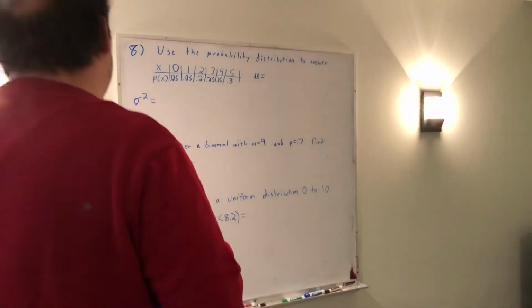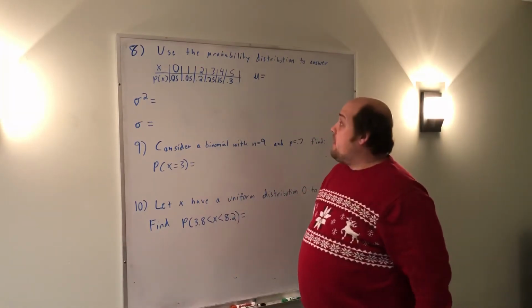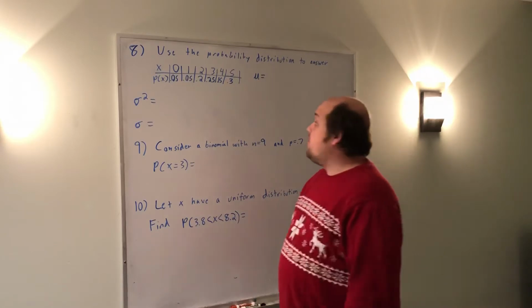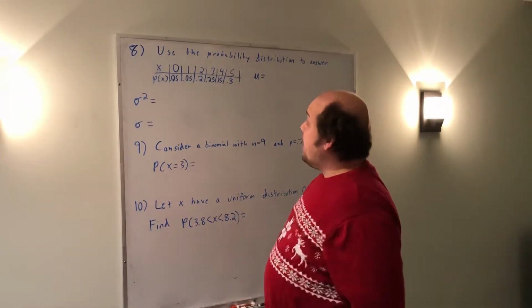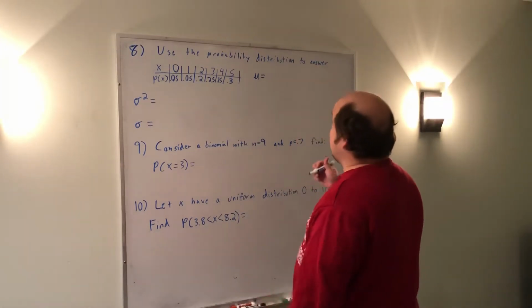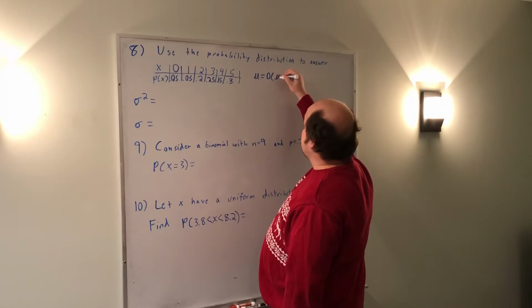Moving on to the sample final, question number 8 asks us to use the probability distribution to find the mean, the variance, and the standard deviation. So my formula for finding the mean is I take each x value and multiply by the probability, then I add the answers together. So the first x value is 0, its probability is 0.05.